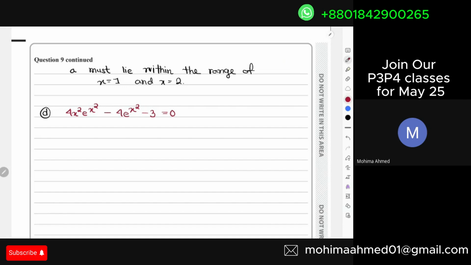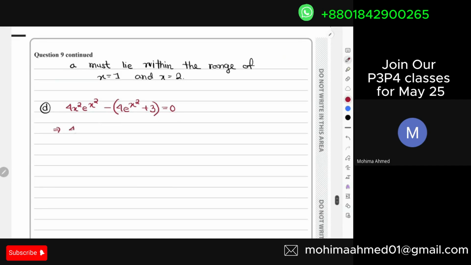So if we start with the differentiation here, in this case this is an x squared and this entire thing is actually a constant. If you take the minus as common, this will be a plus. So we can just keep the x squared over here. So we have 4e^(x squared) times x squared equals this. If you take this to the right hand side, it will be 4 e^(x squared) plus 3, right?